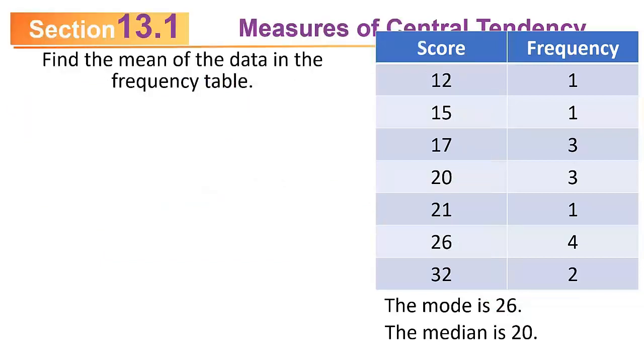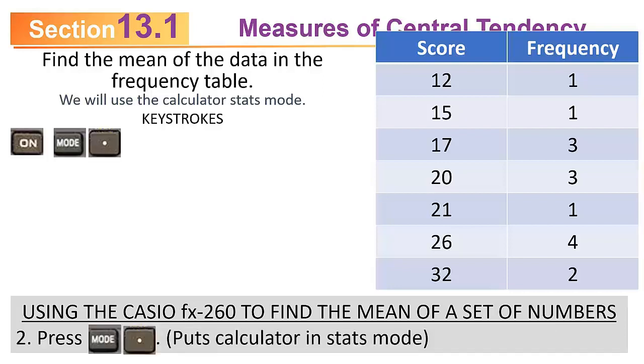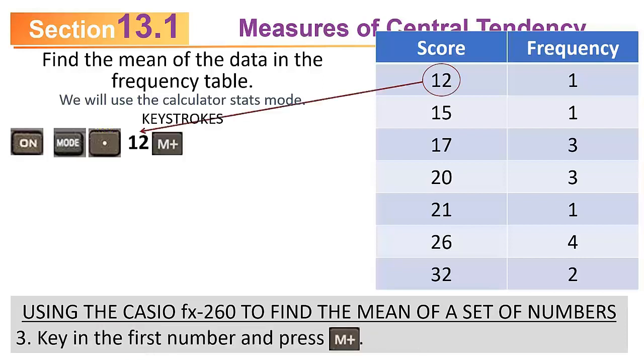What about the mean? Well, it's easy enough to do it with your calculator. The first thing you want to do is wake the calculator up and clear out the old data if there is any. And you do that by pressing ON. Then you do Mode period. That puts it in stats mode. Always look in the upper right and make sure SD comes up. And then you enter the data.